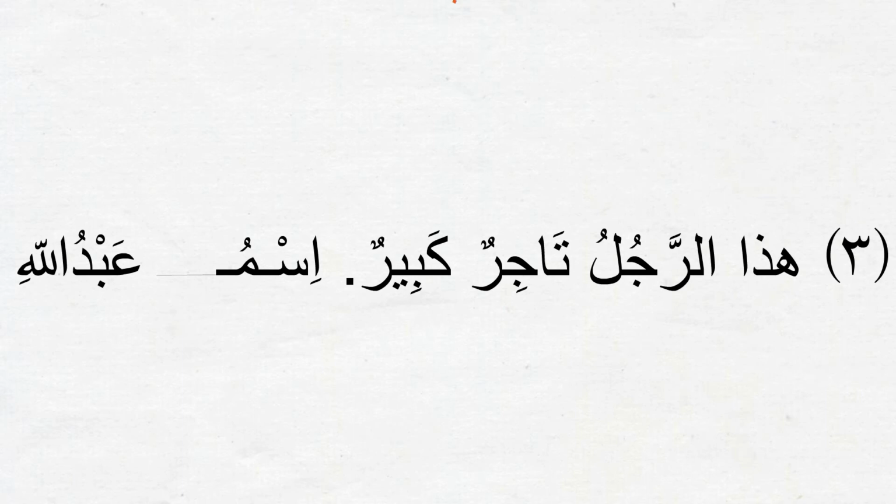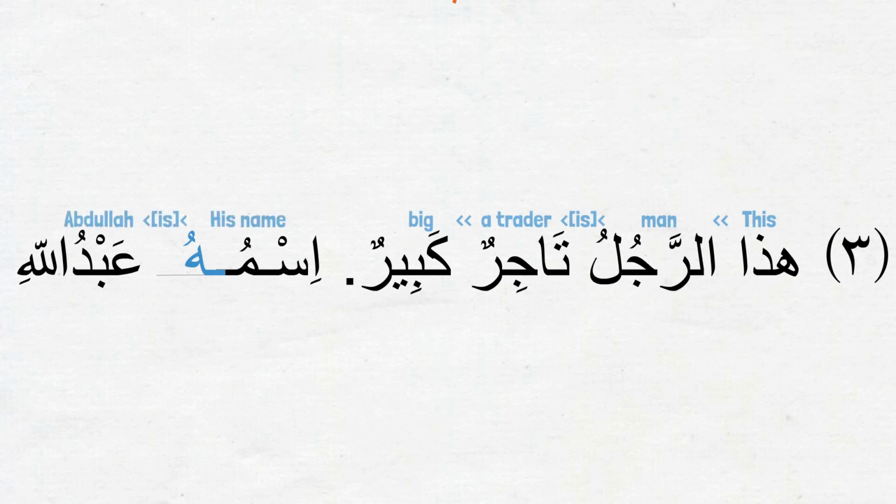Part 3. هذا الرجل تاجر كبير. Because we are talking about الرجل, we are going to use the مذكر ضمير for the blank. So the second sentence will be اسمه عبد الله. His name is Abdullah. These are also ismiya sentences. هذا is the مبتدا of the first sentence. الرجل is the بدل for هذا. تاجر is the khabar. And what is كبير doing here? كبير is the na'at for تاجر, right?